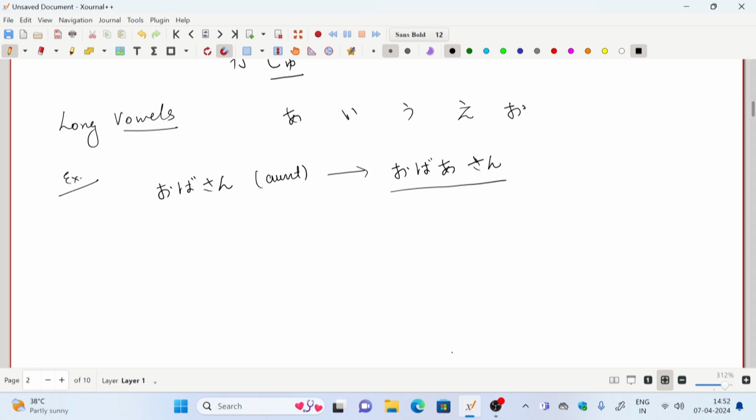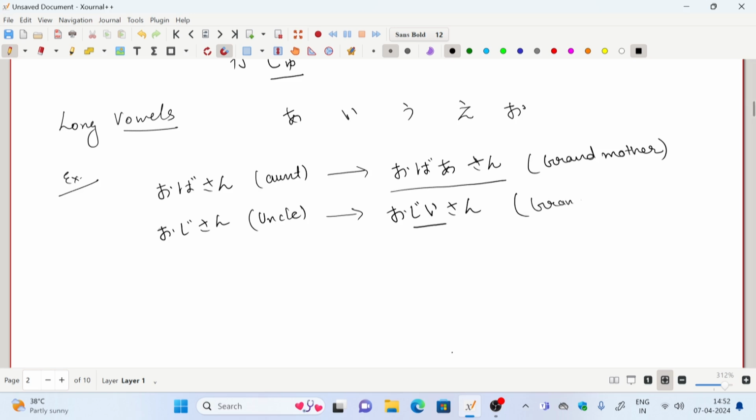And this would mean grandmother. Obasan, aunt. Obaasan, grandmother. Similarly, if we write ojisan, ojisan is uncle. And if we stretch, elongate ji with i, it will become ojiisan. Ojiisan is grandfather.